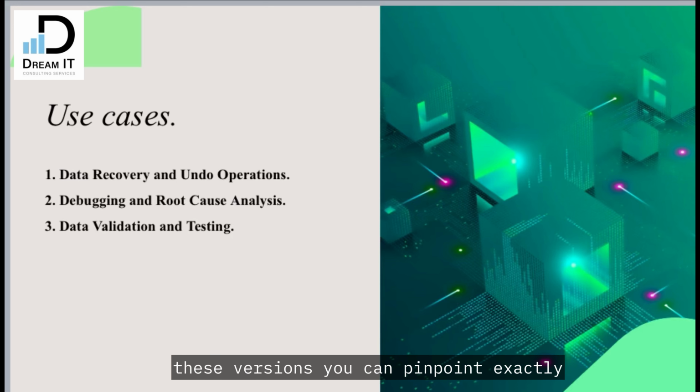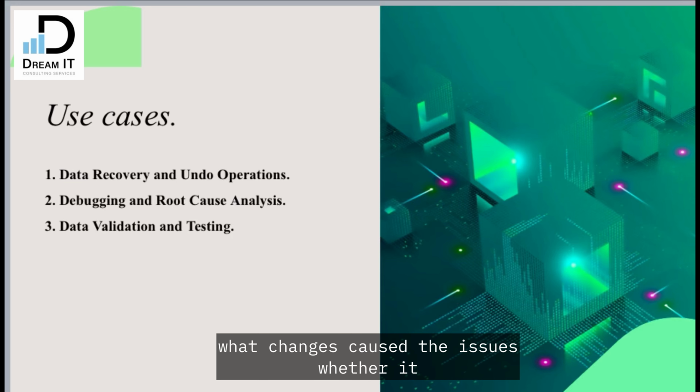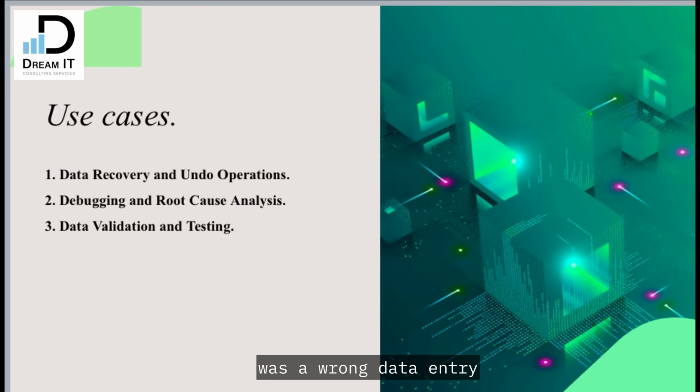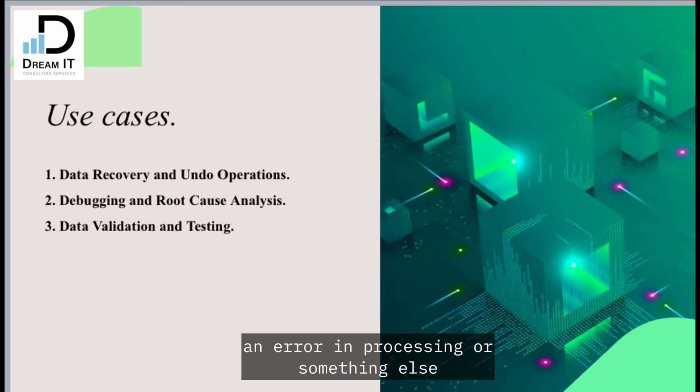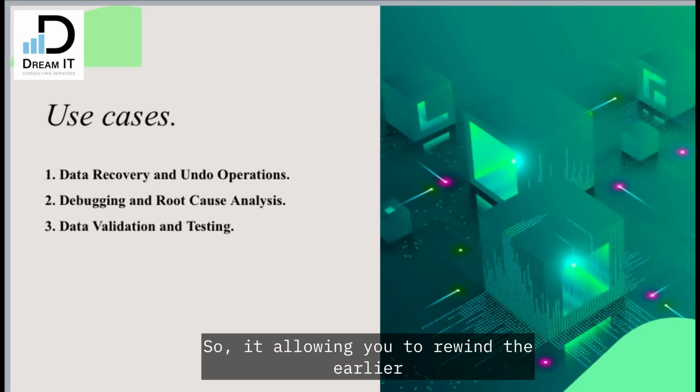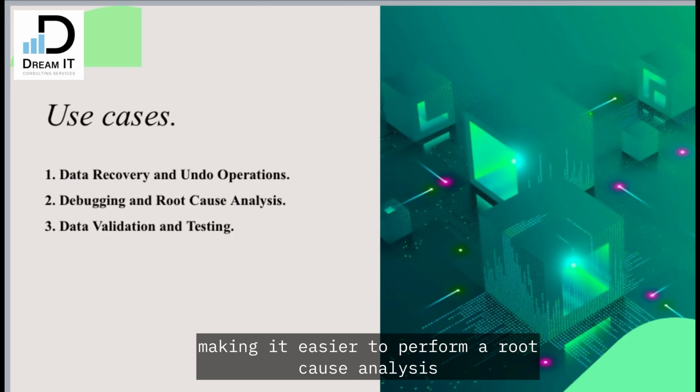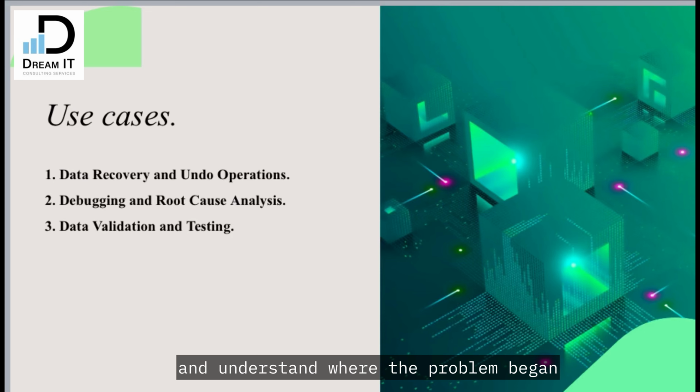By comparing these versions, you can pinpoint exactly what changes caused the issue, whether it was a wrong data entry, an error in processing, or something else. So it allows you to rewind to an earlier version of the data, making it easier to perform a root cause analysis and understand where the problem began.